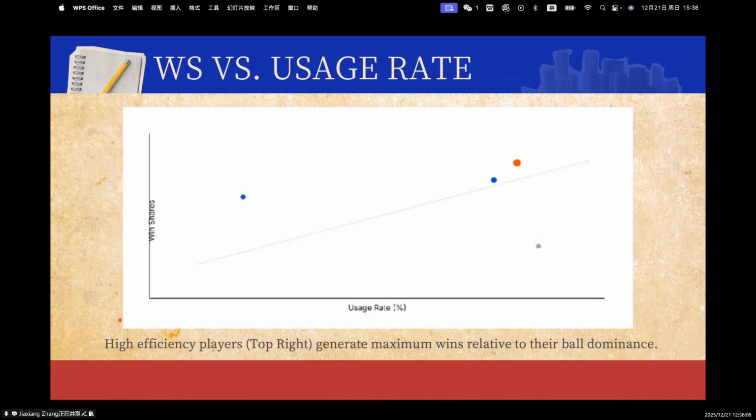And the win shares versus usage rate. The comparison between win shares and usage rate reveals one of the most important findings in our analysis. Players in the top right generated a high number of wins without dominating possession. In contrast, some high-usage players produce relatively few wins. This suggests that efficiency and decision-making matter more than ball dominance, especially in winning environments.